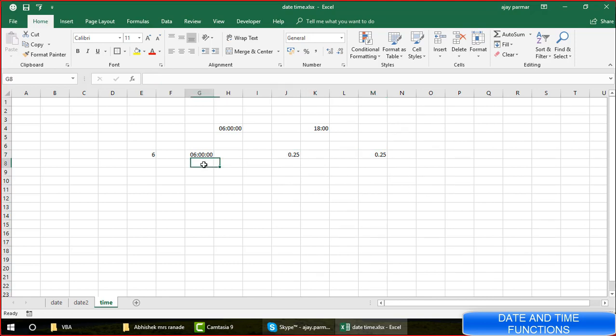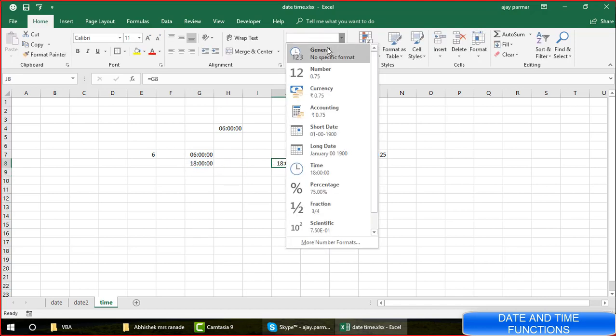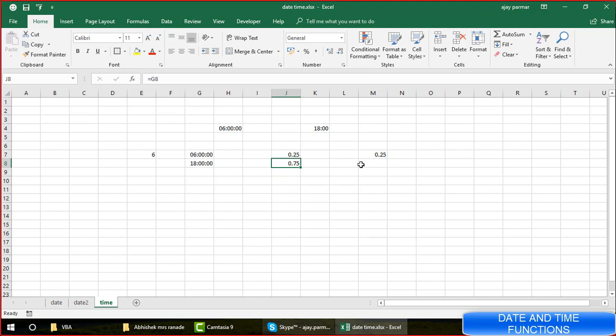Now what if I write 18? 18 means you have covered almost the entire day. Not the entire day, but still more than half. So you check what it is in the General format, which number it has. It is 75% actually, right? So 18 by 24 is 0.75. That's how it is.